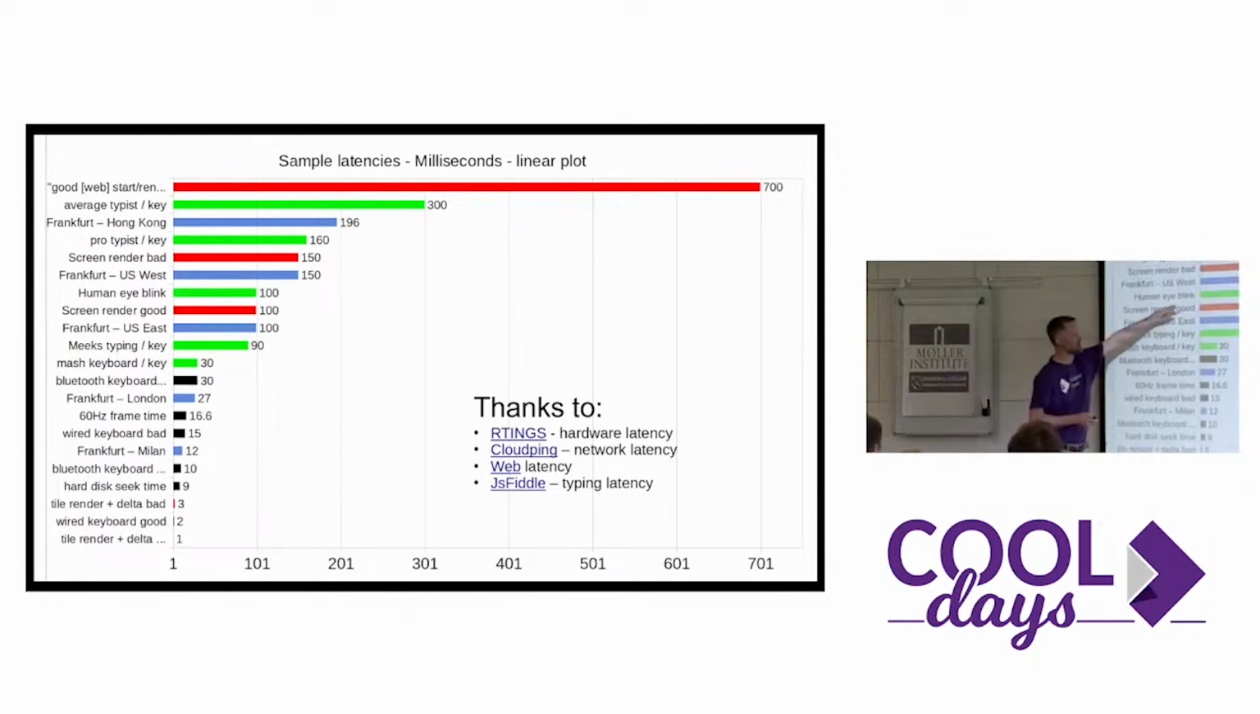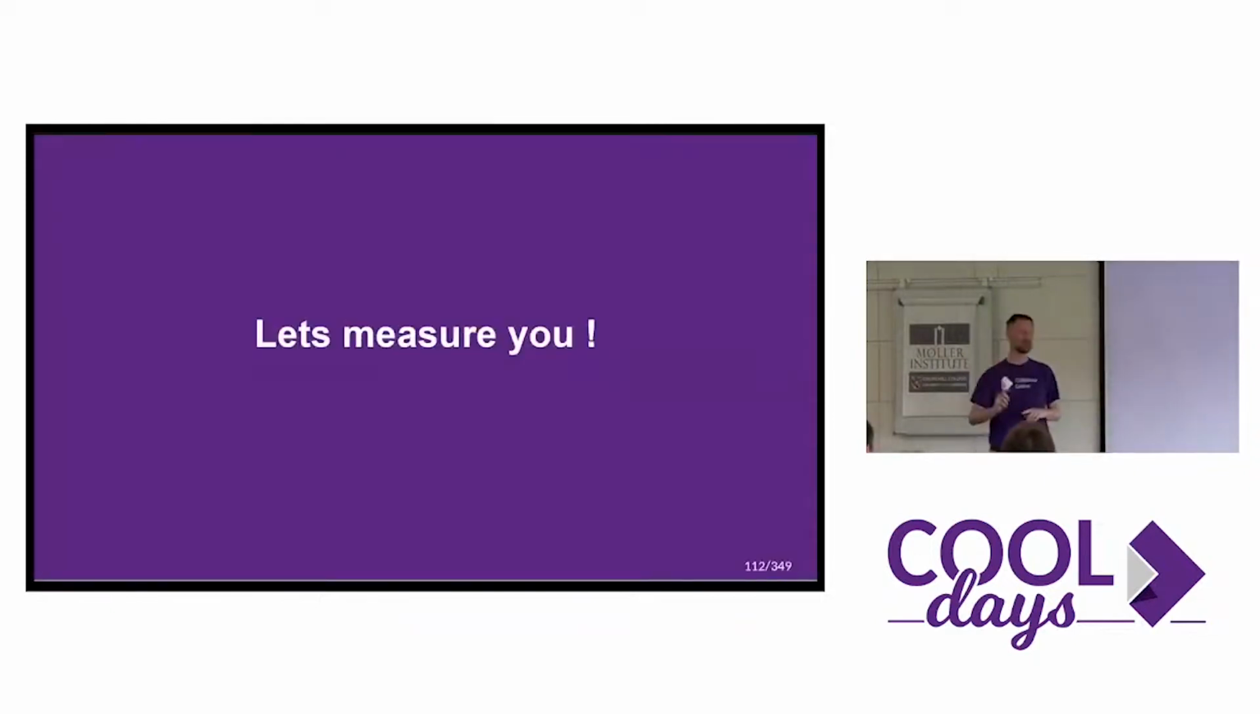So the human eye blink, it varies. Apparently Americans blink at 400 milliseconds. Europeans blink at 100 to 200. I don't know why. I think it's the pace of life or something, or just different studies. But I'd like to measure you.